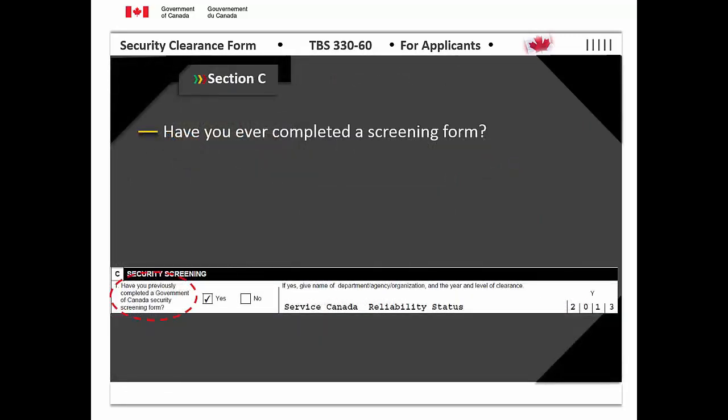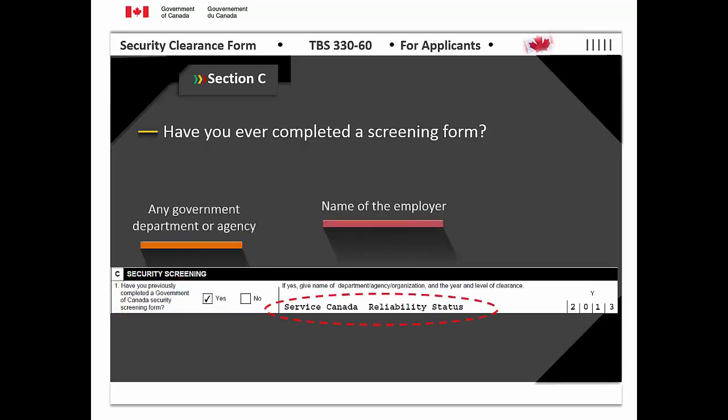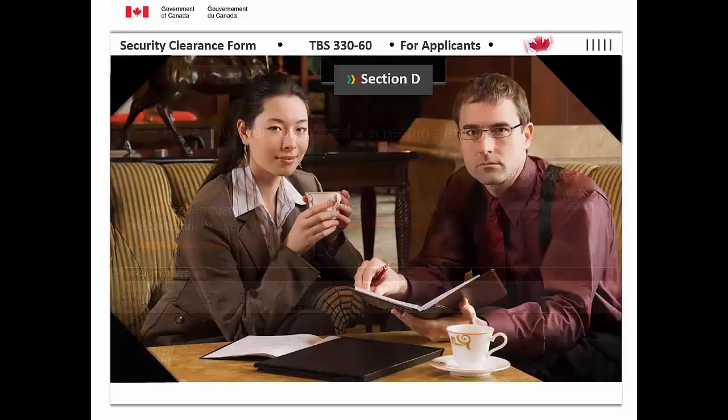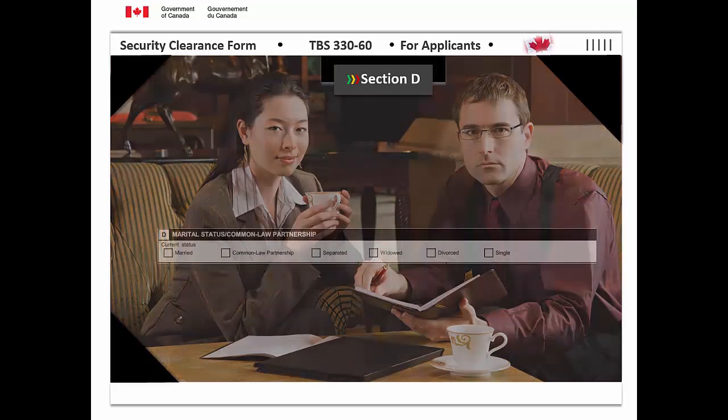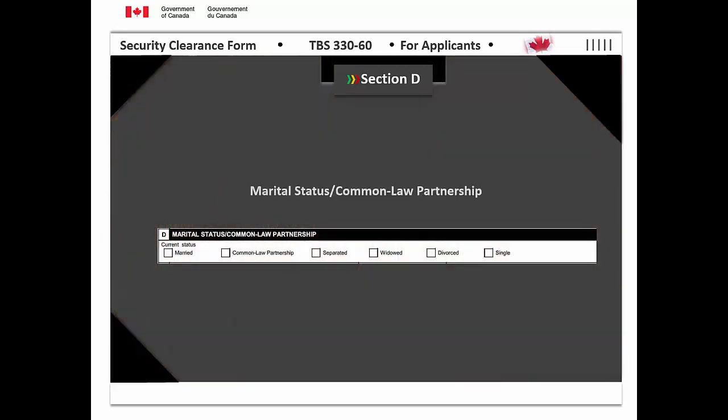This brings us to Section C. Have you ever completed a screening form? Here we want to know if you have already applied for a screening with any government department or agency. If so, we need you to provide the name of the employer who requested the screening, as well as the level and year of the screening. Next is Section D, Marital Status, Common Law Partnership.